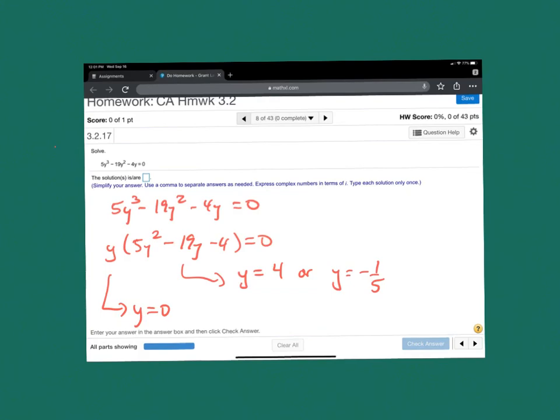So really, combine this with our solution that we had before, and we have a final solution. What we had from before when we factored out our y was one solution at y is equal to 0, and then we solved the quadratic and got two more solutions at y is equal to 4 and y is equal to negative 1/5 as possible zeros.